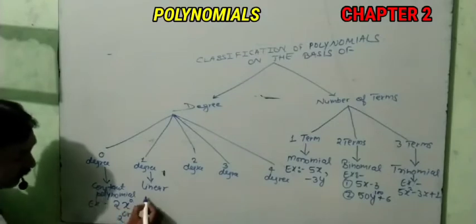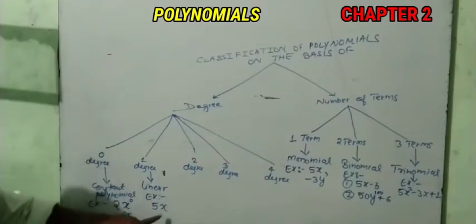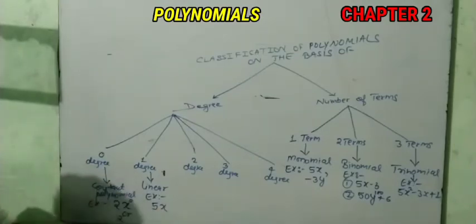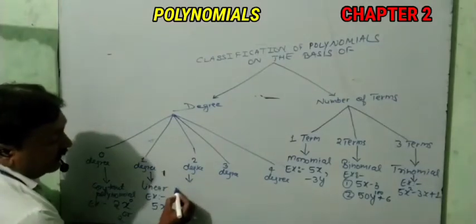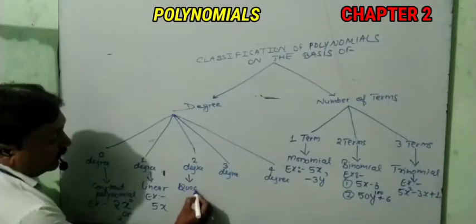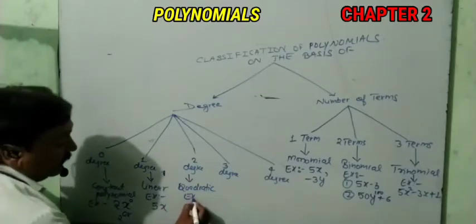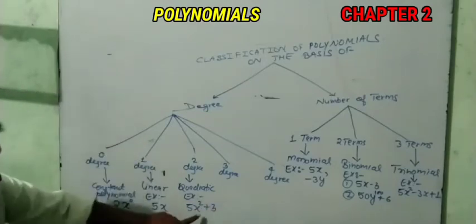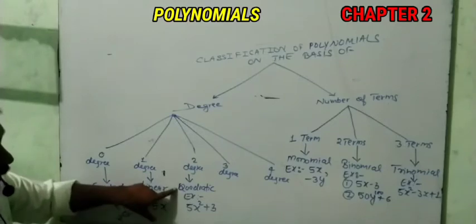So if it is having degree 1, then it is called a linear polynomial. How degree 1? We can take example 5x. Highest power is 1. Its degree is 1, so we will take it as a linear polynomial. If it is having degree 2, then we will say it is a quadratic polynomial. Example, we can say 5x squared plus 3. Highest power of variable is 2, so it will be considered as a quadratic polynomial.